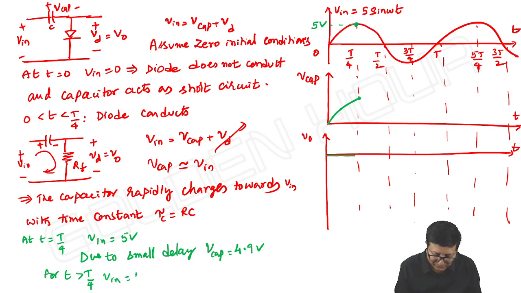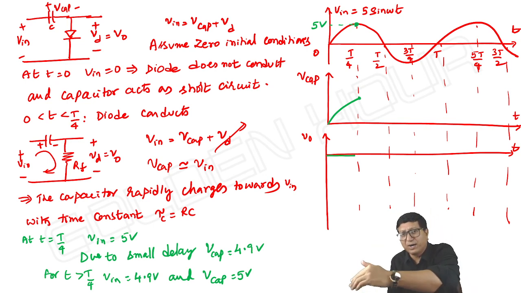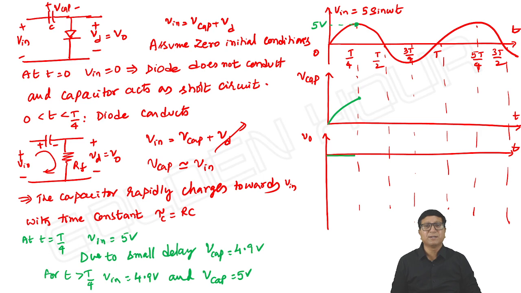V input is just falling below 5 volt. By that time, the capacitor reaches 5 volt. I hope you understand, right? Because the capacitor voltage is running behind the input. The capacitor is running behind the input rises. By the time it is about to reach, the input tries to fall. By the time the capacitor reaches the peak amplitude, that's the meaning of it.